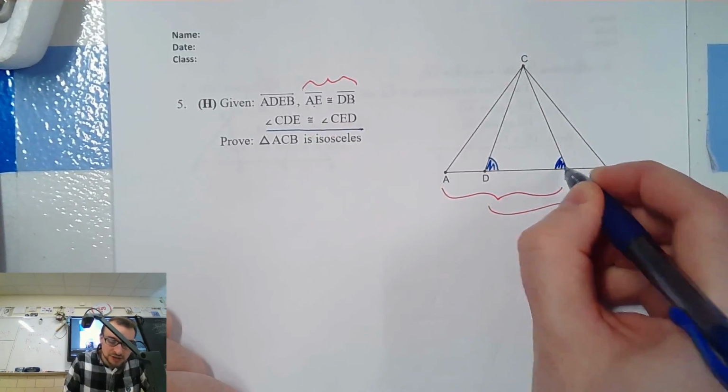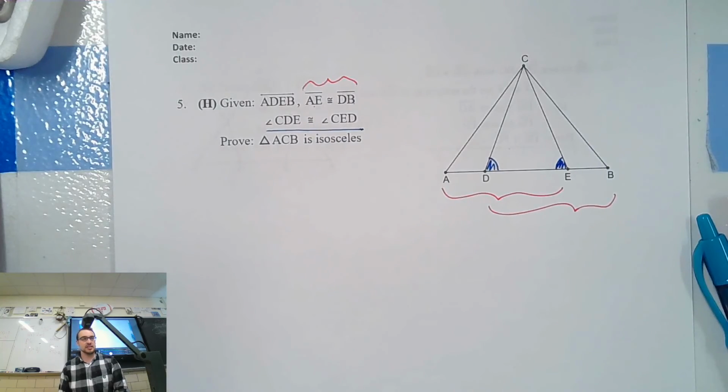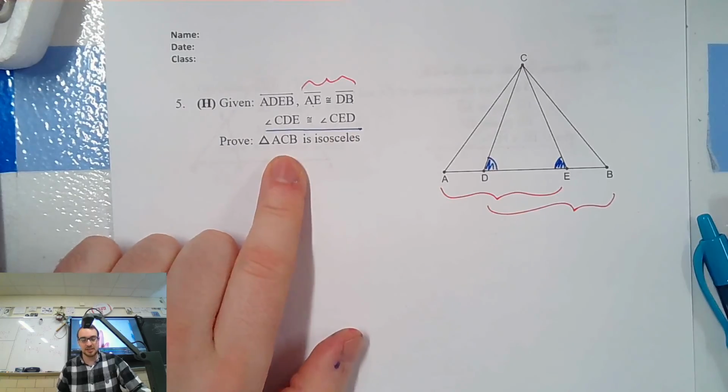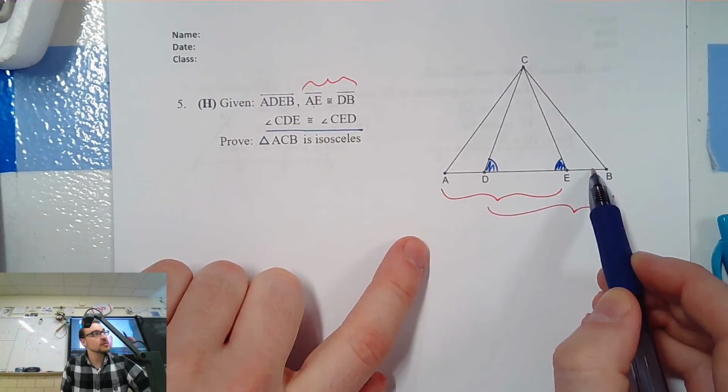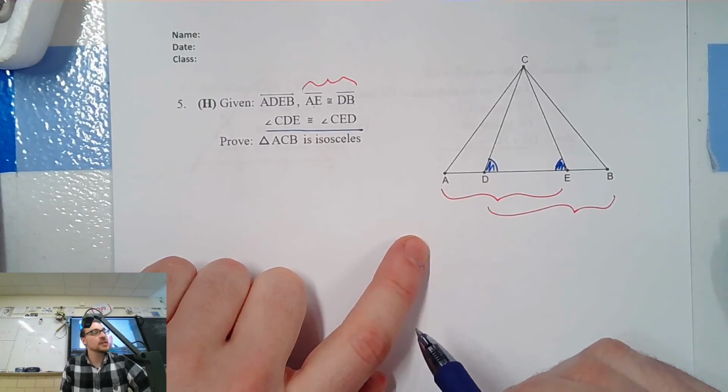What does that tell you about triangle CDE? It's isosceles, right? Using that theorem. We want to prove ACB is isosceles. ACB is the whole big thing. So again, if you get these two angles, we get isosceles, right? Try it on your own.